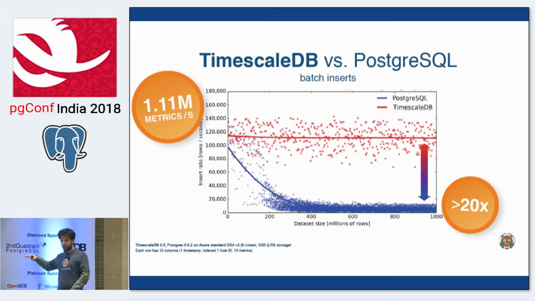Once you go to batching, the cliff of Postgres is even more apparent in a way, but you get much higher performance overall. So we're able to get over 1 million metrics a second being inserted at a batch size of 1,000. And you can see Timescale performs well up to 1 billion rows.